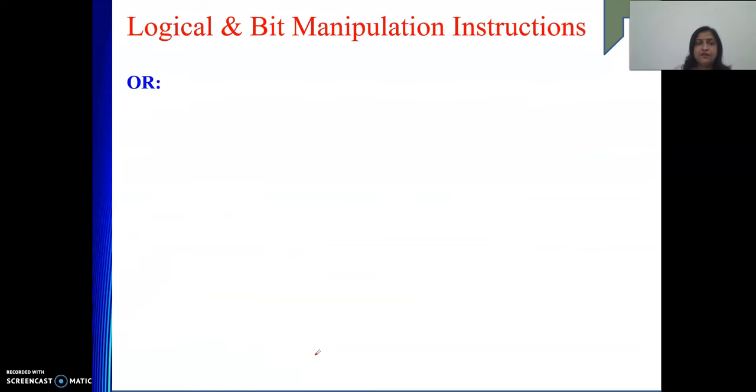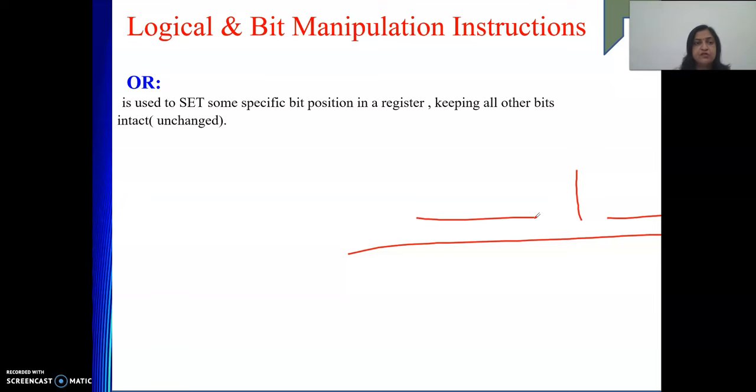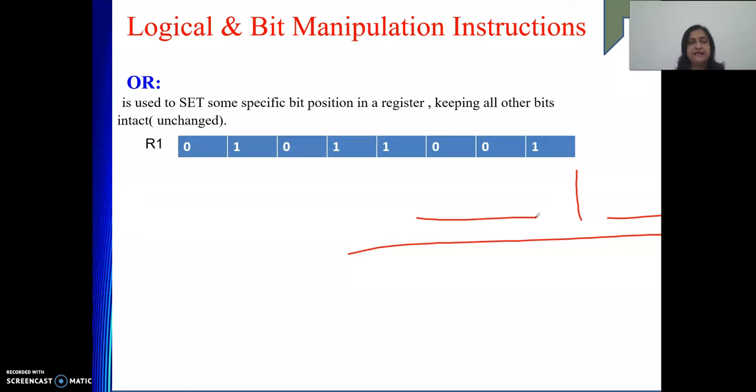OR we are going to use whenever we want to set some particular bit position. It means I want to make one particular position 1, but all the remaining bits, whatever they were, should stay like that only. That time we can use the OR instruction. You see, OR is used to set some specific bit position, keeping all other bits intact.